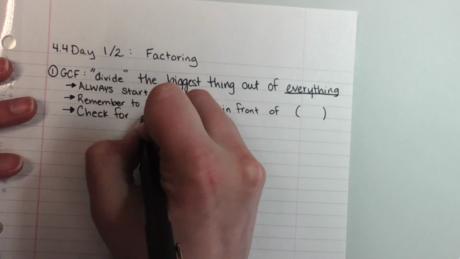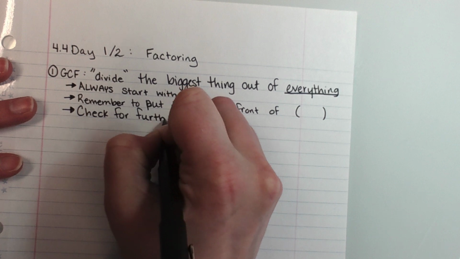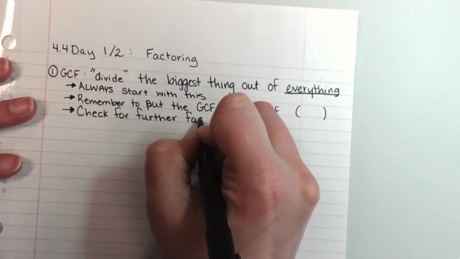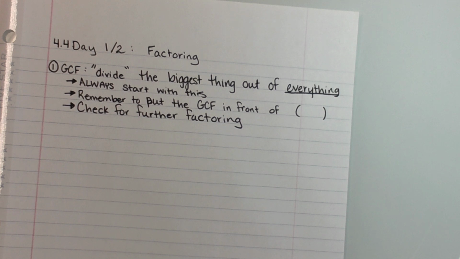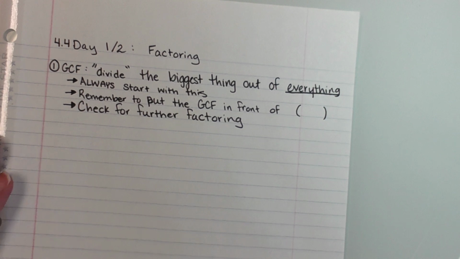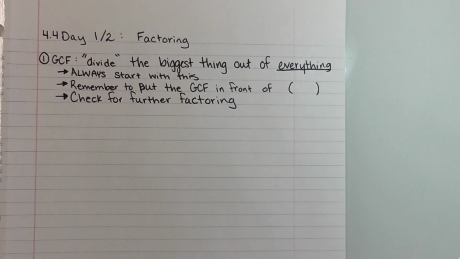Another thing, you have to check for factoring still. If you're going to factor something completely, a greatest common factor is a starting point. Now, for some problems, it is the only thing you can do, but not for all of them.